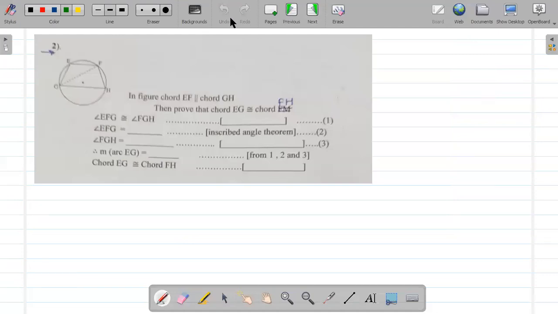We look at question number 3A, second one. In the figure, EF is parallel to GH, and we are asked to prove that EG is parallel to FH. Please give me a minute.